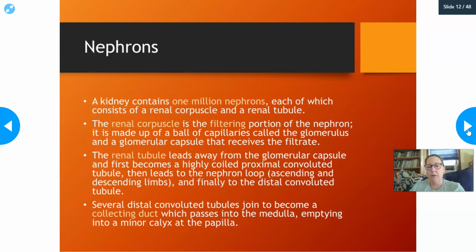First it becomes what we call the proximal convoluted tubule. And then it leads to the nephron loop, with the ascending and descending limbs of the nephron loop. And finally to the distal convoluted tubule, and then each distal convoluted tubule will join the collecting duct, and the collecting duct does hook up to quite a few different distal convoluted tubules, and those collecting ducts pass into the medulla, and then they empty into a minor calyx at the papilla.